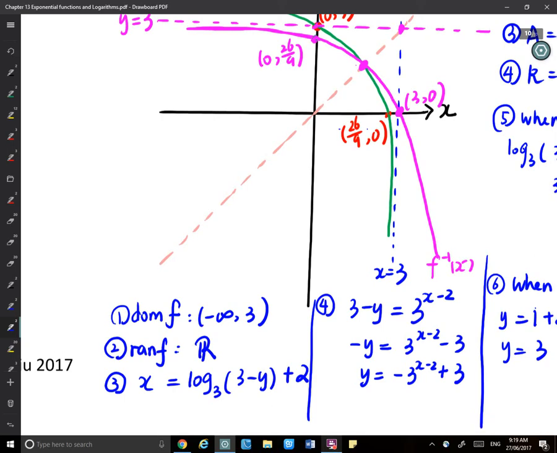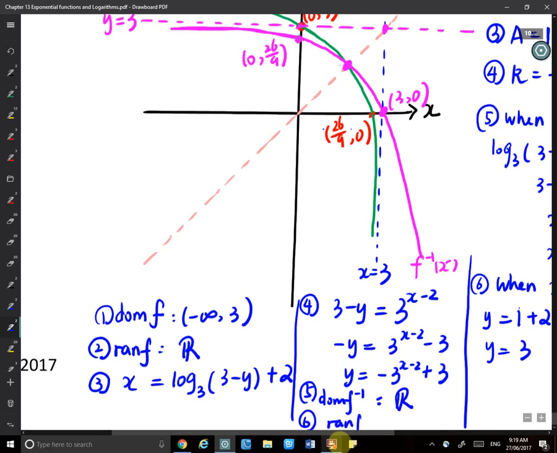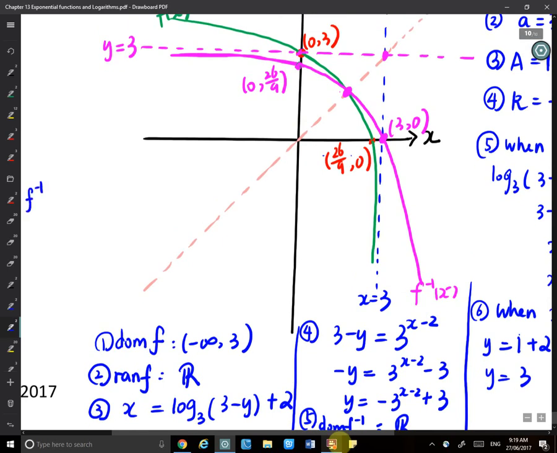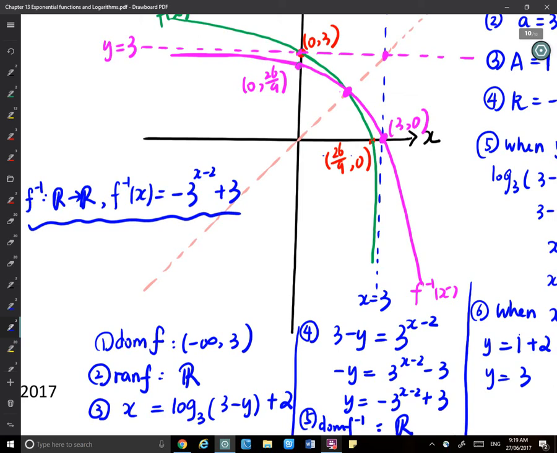And we need to write number 5, the domain of the inverse equals the range of the original, which is R. Number 6, the range of the inverse will be the domain of the original, which is negative infinity to 3. So we can write f inverse: R mapping to R, f inverse x equals minus 3 to the power of x minus 2, plus 3. That's the rule for the inverse.